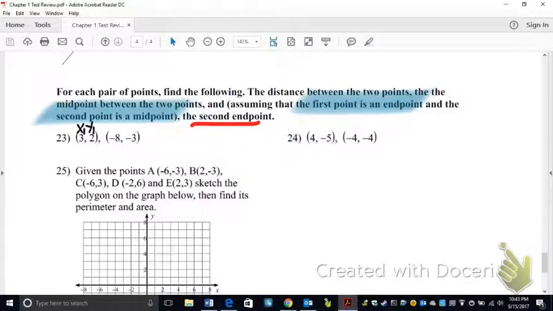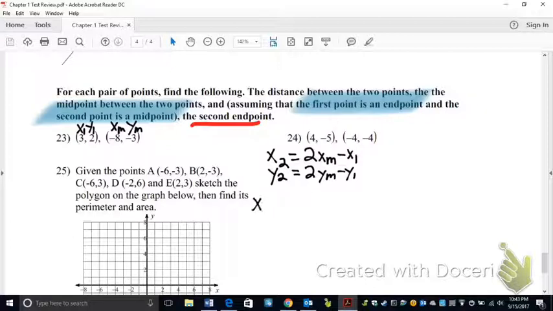So we label 3, 2 as x1, y1. We label negative 8, negative 3 as xm, ym. Again, that stands for x of the midpoint, y of the midpoint. These are our equations right there. And those are derived from the midpoint formula. If you use the midpoint formula and you solve for x2 and y2, those are our second endpoints, this is what you would get. So now we can just go ahead.